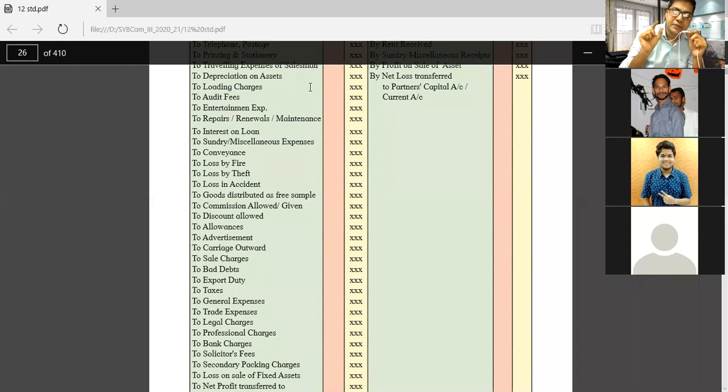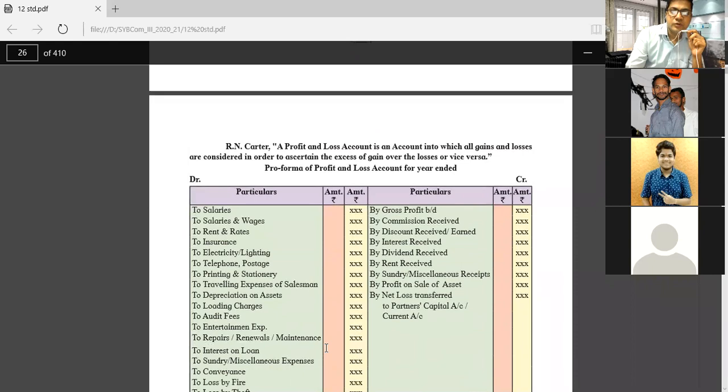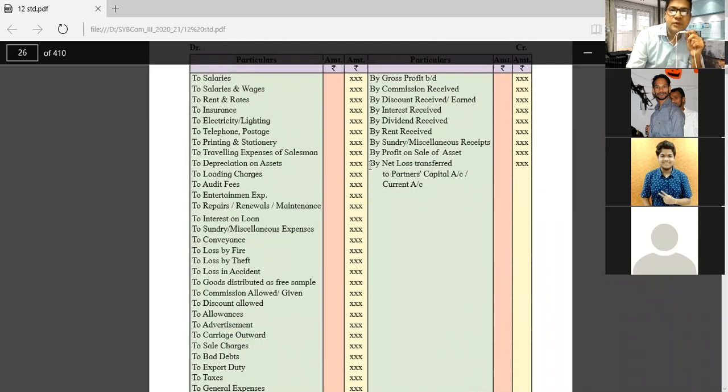And such expenses generated in that particular financial year, then we can record such expenses in our profit and loss account debit side. Now friends, credit side, we will record incomes. The incomes, what kind of incomes? Commission received, it is an income. Discount received or earned, interest received.